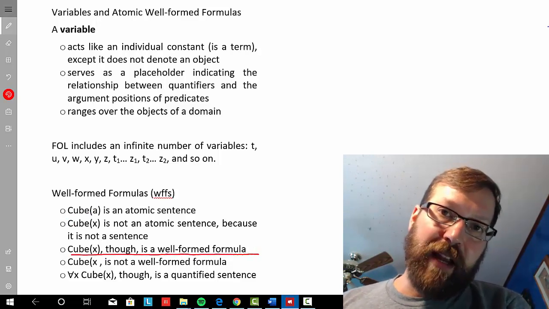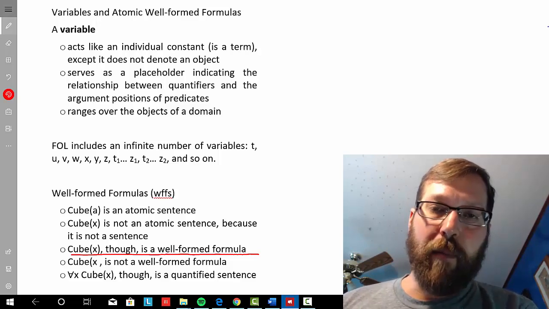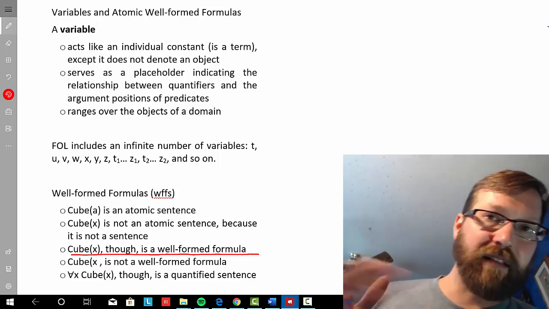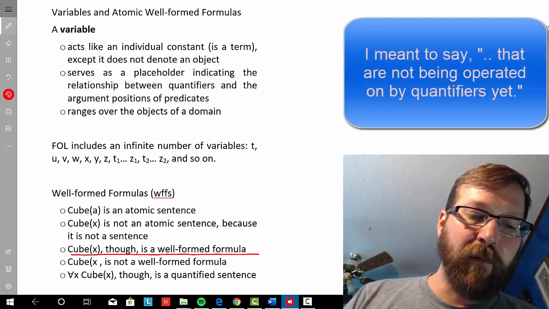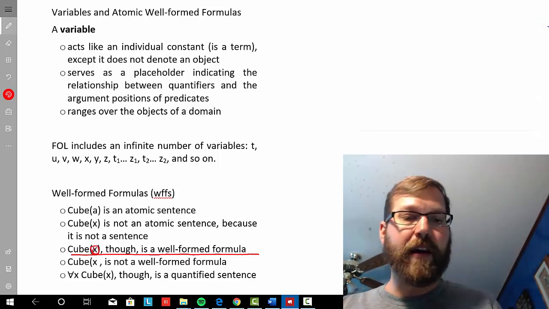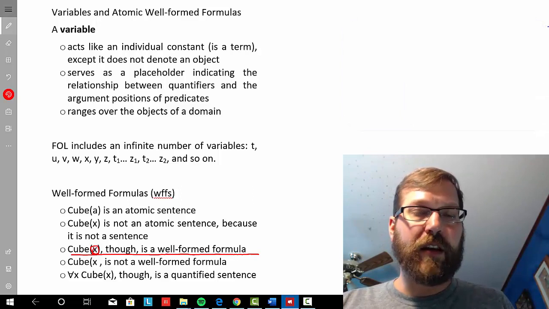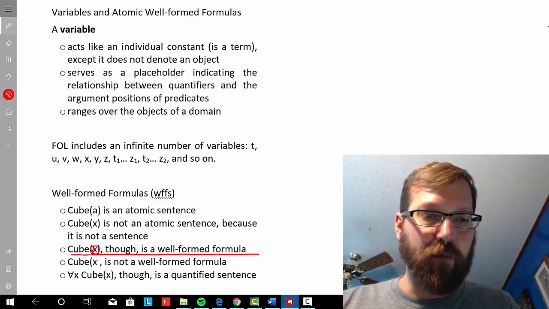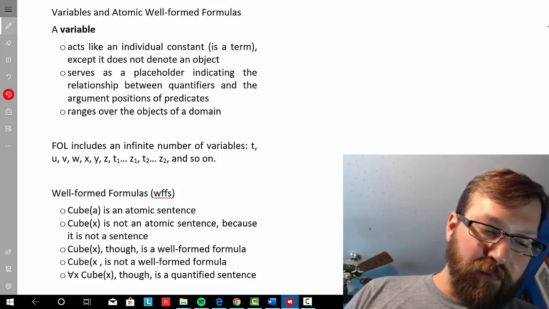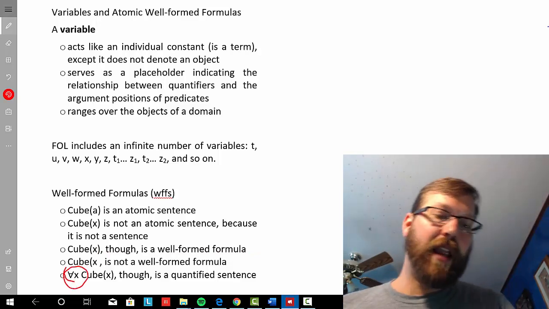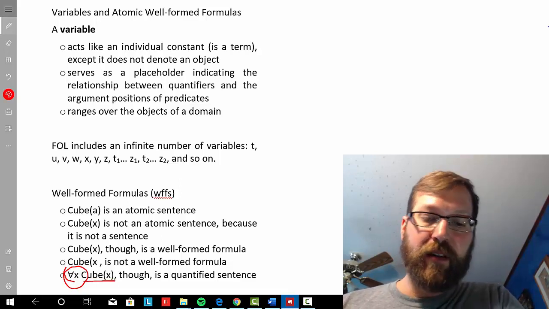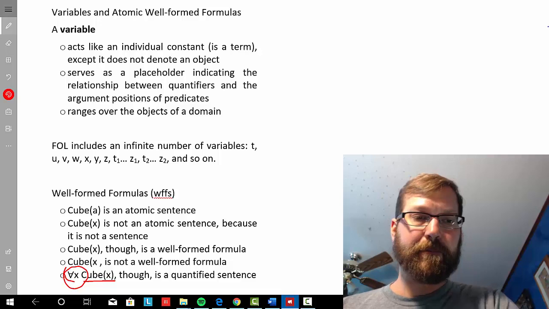So as long as we are obeying the very same sort of rules for making a good sentence with individual constants that don't have the operators yet, if we use that very same formula but instead replace them with variables as opposed to an individual constant, then we still have a well-formed formula. When we now have a quantifier that's operating on a well-formed formula, then we have a quantified sentence.